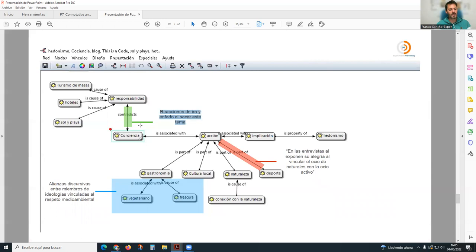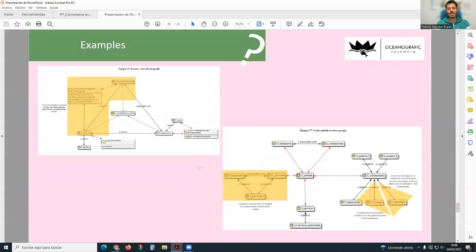So we can color this and we can put a comment. In this case, for example, action and sports, we can color it and say, in the interview, they show their happiness to link natural leisure with active leisure. This is another way. And the last example is gastronomy, veggies and fresh food. This is a discursive analysis. That means that when the individuals talk about veggie food, they always include the idea of fresh food. These are three examples. We can see more examples.